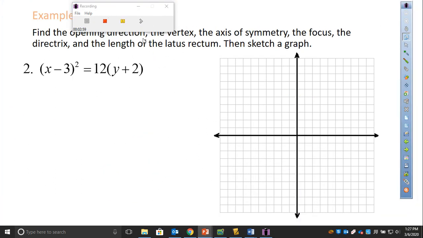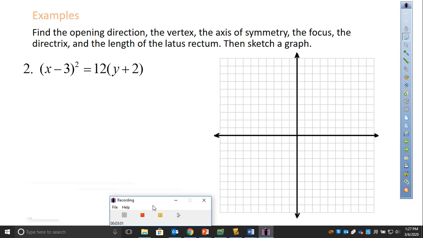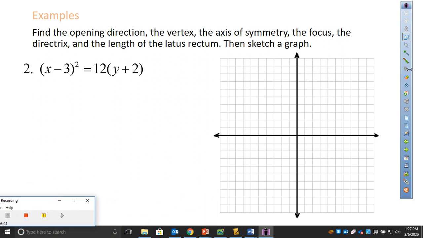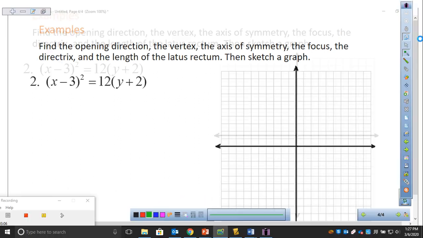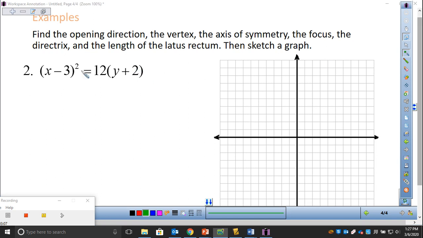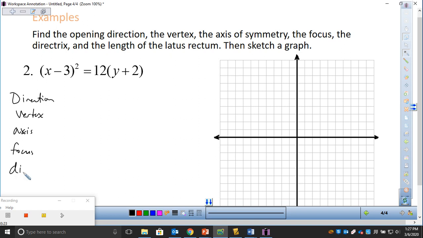So our next example gets us into everything that we covered yesterday, everything with the graphing and what we're looking for. So there's our equation, same stuff as we've talked about. We want to talk about the direction, the vertex, the axis of symmetry, the focus, and the directrix. Also the length of the latus rectum. I'll call it lattice rectum.